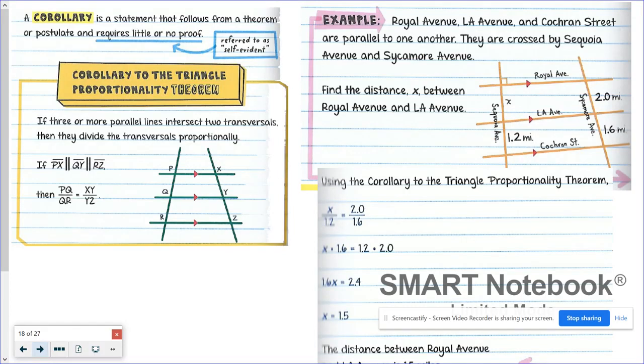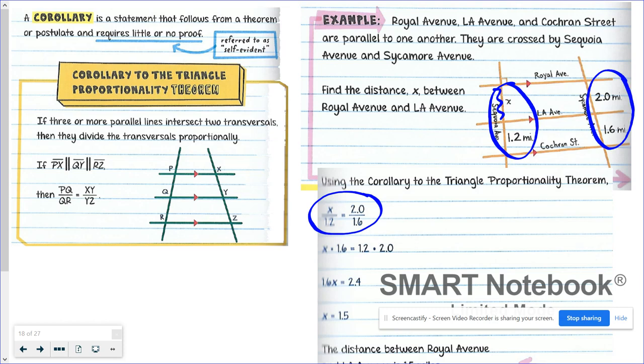So here we wanted to find X. X is representing the distance between Royal Avenue and LA Avenue. So it's right here. And so they wrote this proportion here. They have X over 1.2 is equal to 2 over 1.6. Yeah, so they did top over bottom equals top over bottom, and that was their proportion. Cross multiply, you get X is equal to 1.5.